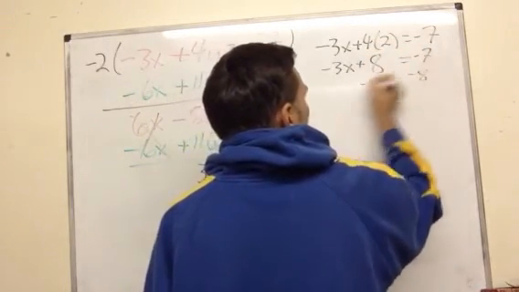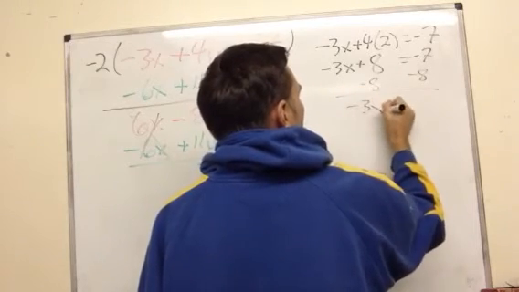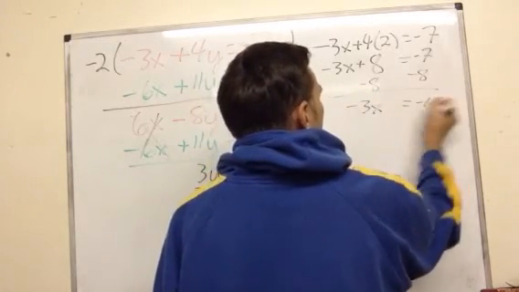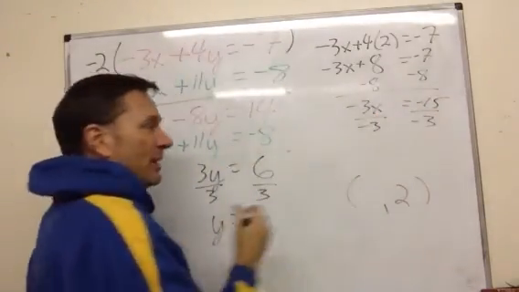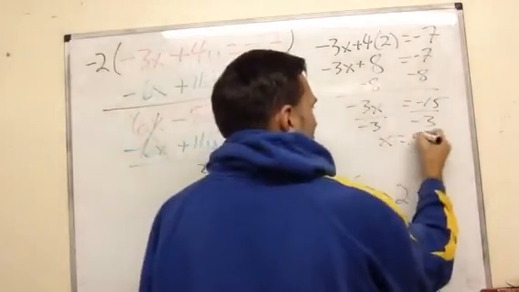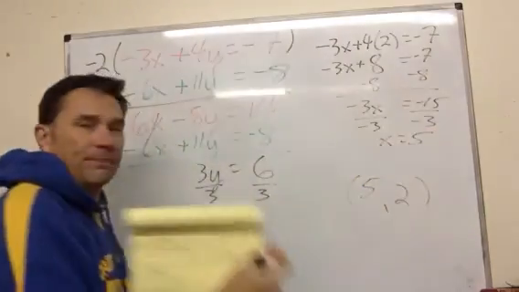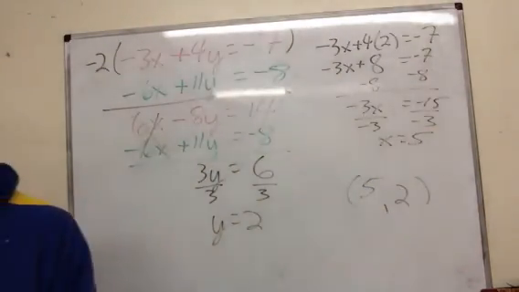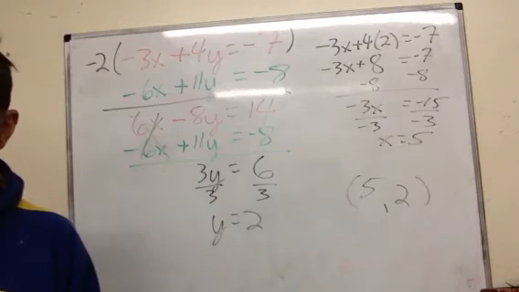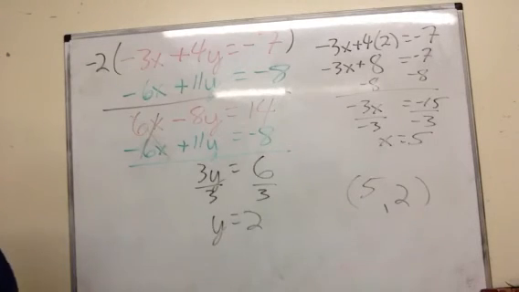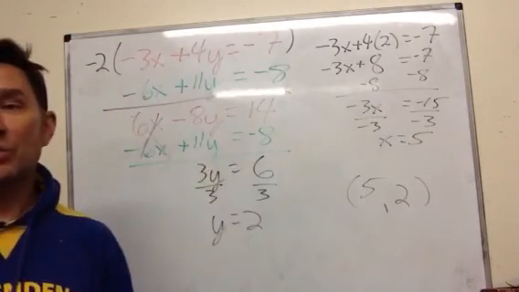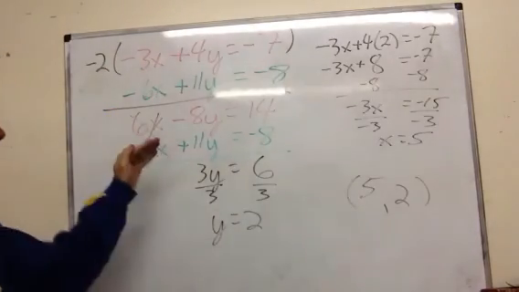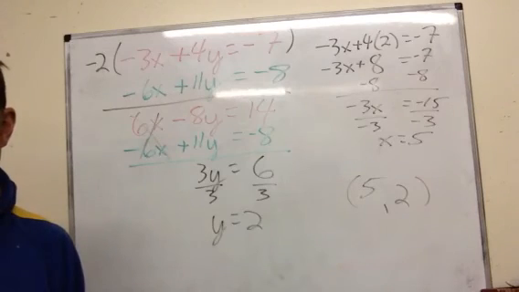Add opposites. End up with negative 3x equals negative 15. And when we divide by negative 3 to both sides, I get x equals 5. So my answer there is 5, 2. The only difference is if we do not have opposites, we need to multiply by a number to get an opposite. From there on out, it's the exact same process. Hopefully this helps, and good luck on your assignment.